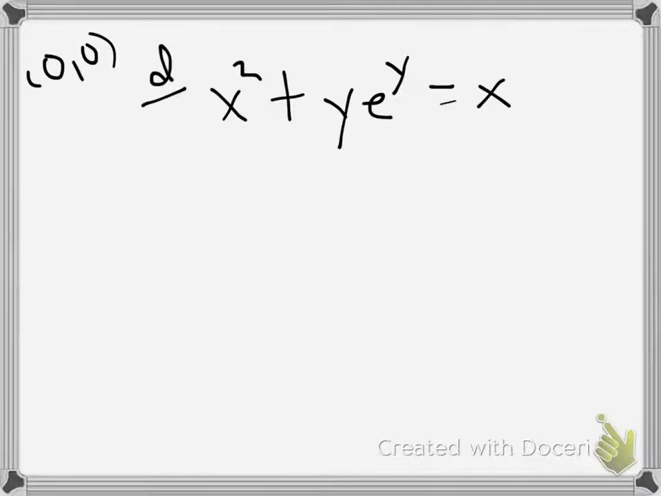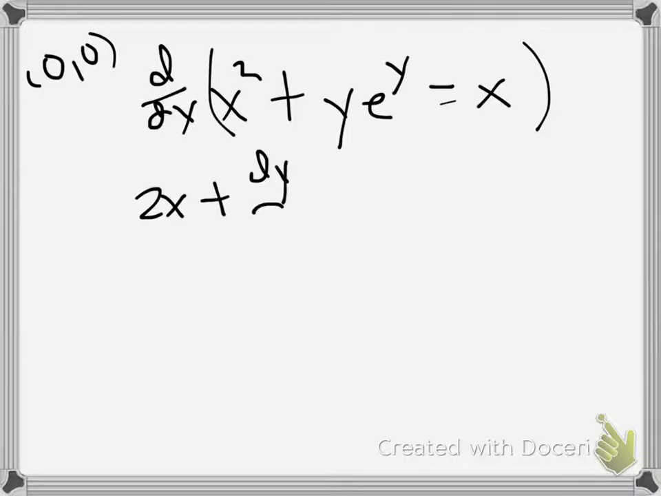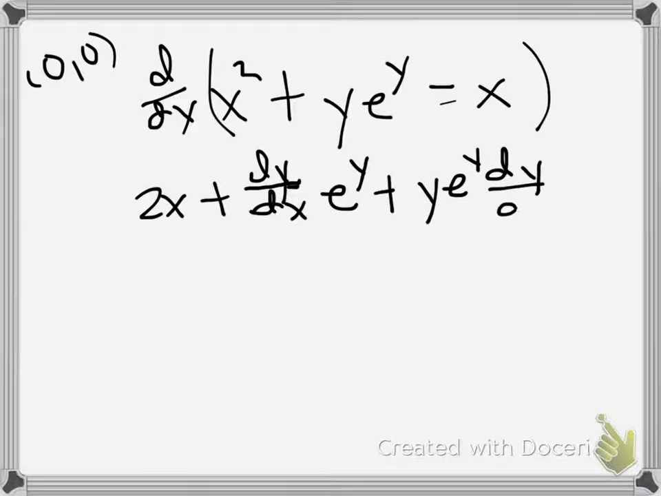So let's take the derivative with respect to x, and I'm going to get 2x. Now here I'm going to use the product rule on y e to the y. Y becomes dy dx. And e to the y is going to stay how it is. Then y stays how it is, and e to the y's derivative is e to the y dy dx, because I'm working on y, not x. And that's going to equal 1.